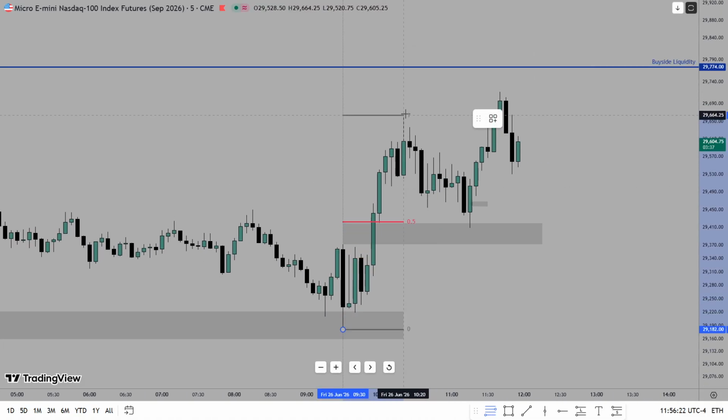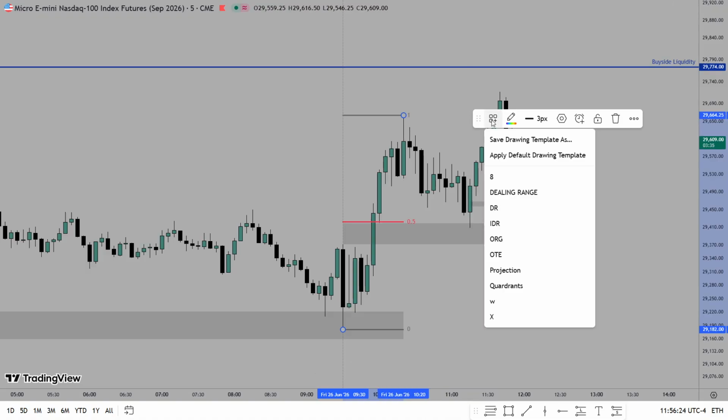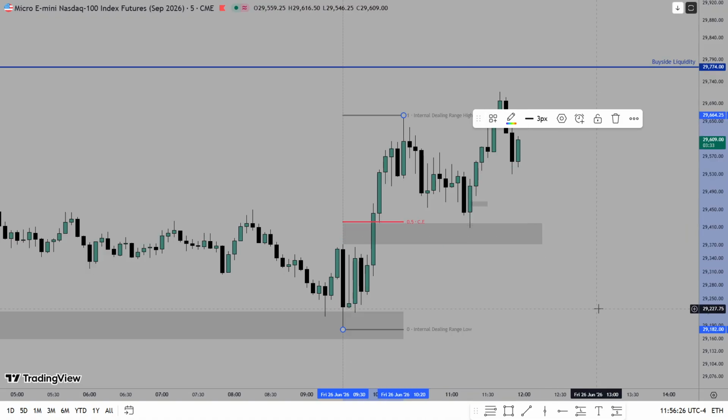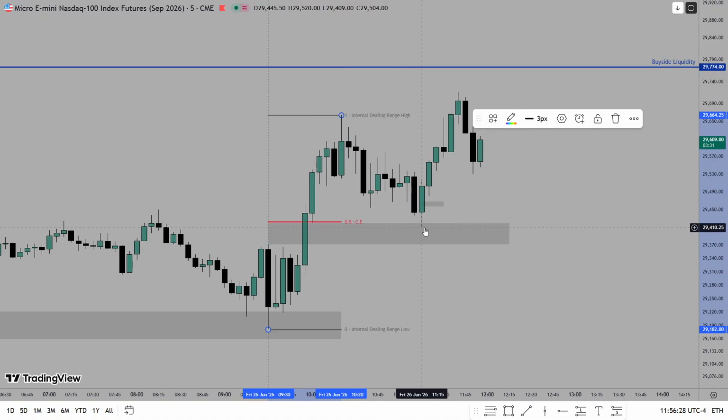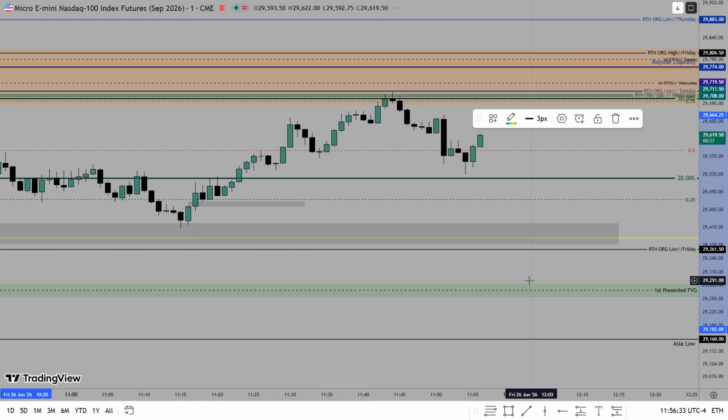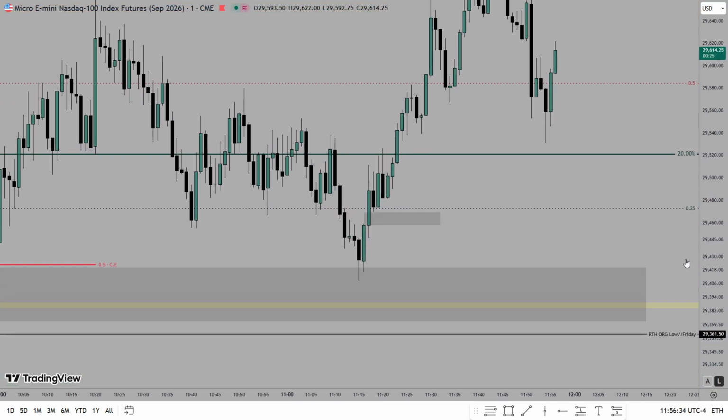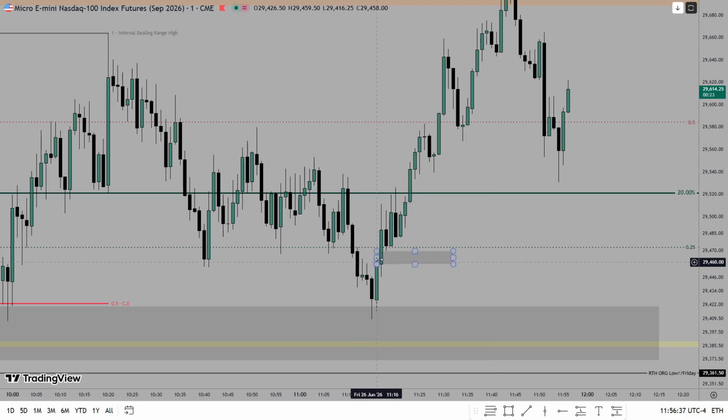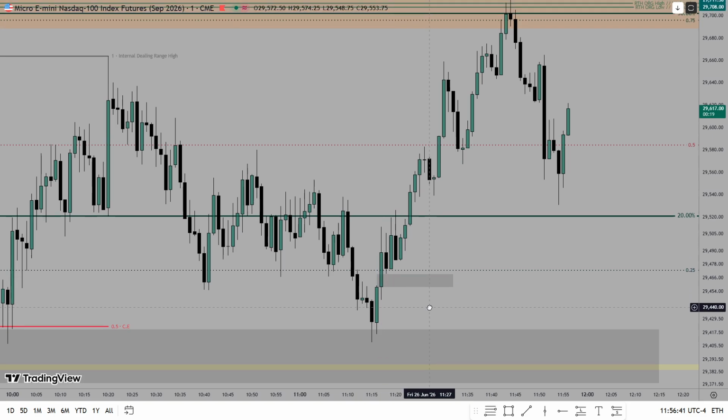This is the internal dealing range, IDR. Price traded to this FVG in discount. So when price traded to this FVG, it formed a displacement, this one, and I executed my pending order right here, but it didn't get filled.